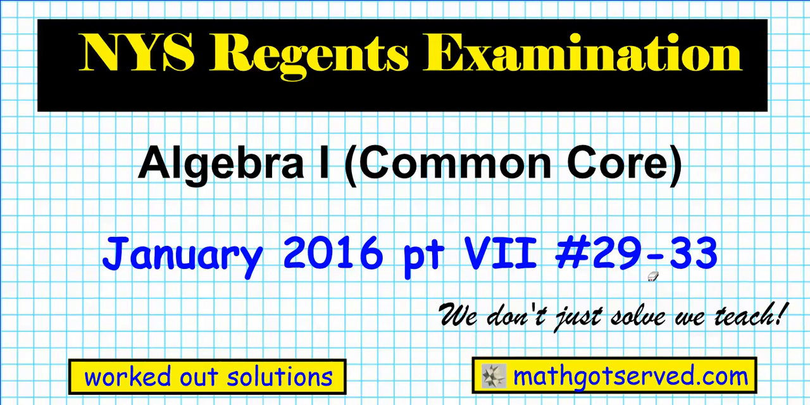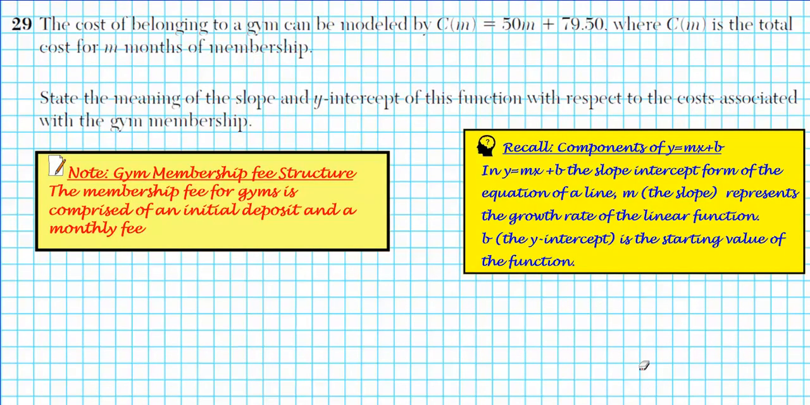And in this group, we're going to be going over problems 29 to 33 of the Algebra 1 New York Regents exam for January 2016. All right, let's take a look at number 29. It reads, the cost of belonging to a gym can be modeled by the function C of m equals 50m plus 7950, where C of m is the total cost of m months of membership. State the meaning of the slope and the y-intercept of this function with respect to the cost associated with the gym membership. Okay, so slope and intercept.